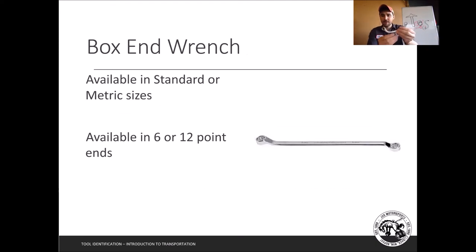Now I've got a, this is called an obtuse box end. Now this doesn't look exactly like the picture, but it does have two box ends. And you may say, why is it called a box end? I don't really have a good answer to that. Box end, basically think closed end, meaning that it's all the way closed around. These are available in 6 or 12 point, meaning that there's either 12 points in here or 6 points in here. They're usually matched, but sometimes they are different.